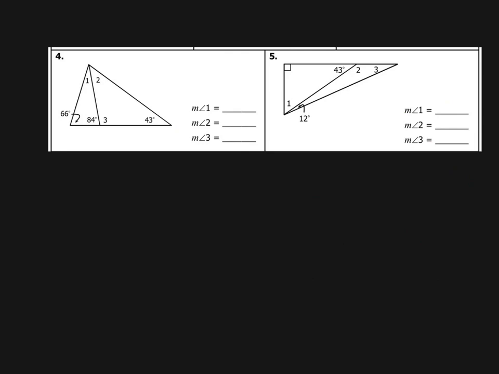Now things get a little bit more complicated, and you have to start looking at the different pieces in the picture. On number 5, if you look, you have a triangle on the inside. Let's call that the red triangle. And then on the outside, you have this big triangle. Let's call that the blue triangle. And then you also have a third triangle right here on the inside on the right, the green triangle. So let's take this one step at a time.